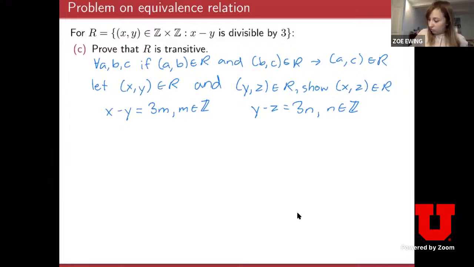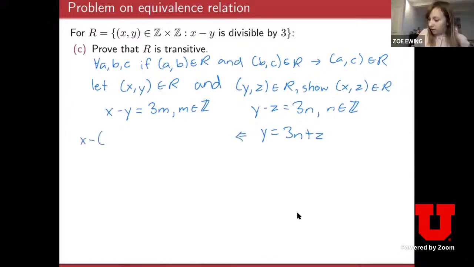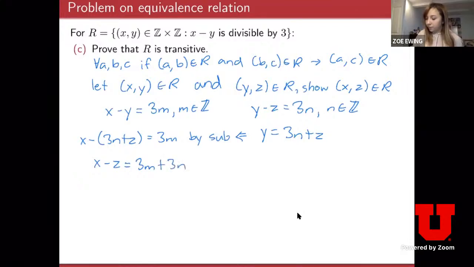But we'll just do, let's see, the one that comes to me quickest: y equals 3n plus z. And we can plug this into this side and get x minus (3n plus z) equals 3m by substitution. Okay, so now we can rearrange everything here, and we end up with x minus z equals 3m plus 3n.